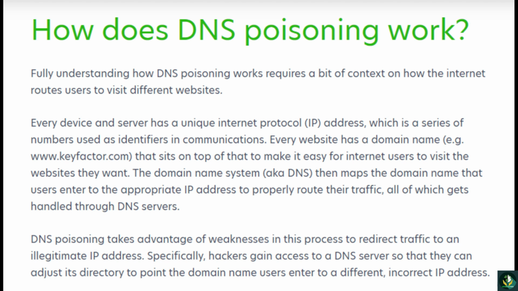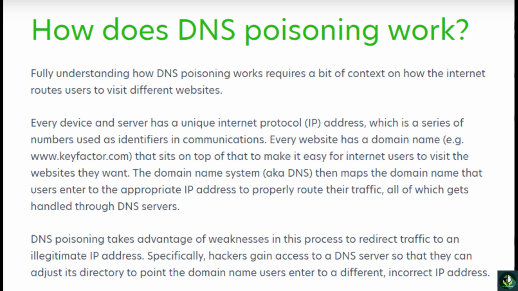So how does DNS poisoning work? Fully understanding how DNS poisoning works requires a bit of context on how the internet routes users to visit different websites. Every device and server has a unique Internet Protocol IP address, which is a series of numbers used as identifiers in communications. Every website has a domain name that sits on top of that to make it easy for internet users to visit the websites they want.